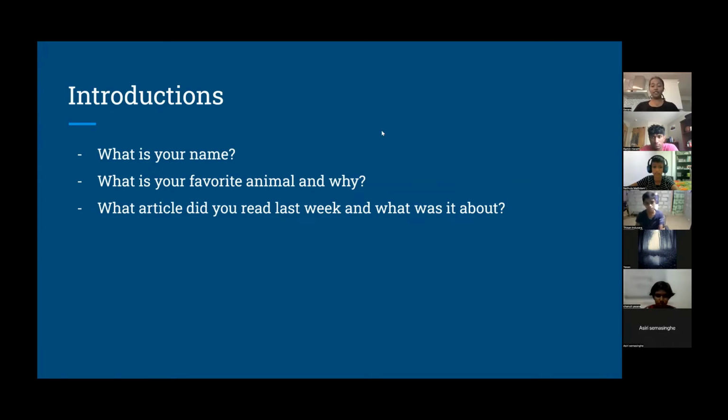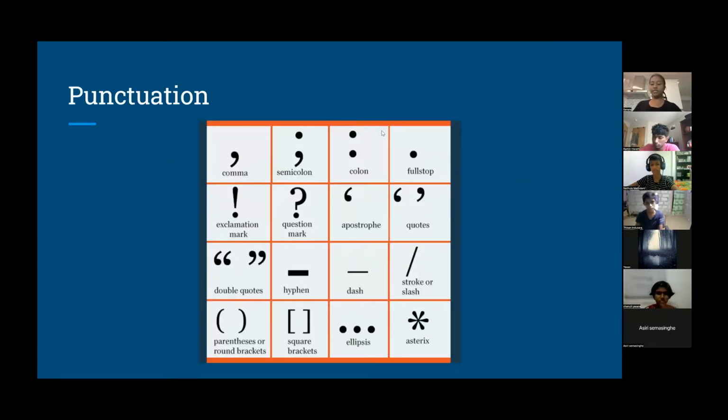Now we'll start on our lesson on punctuation. I'm going to split this up between 2 weeks, so we'll be able to get a better understanding of all of these. These are the punctuation symbols that we usually use in English writing. We have a comma, a semicolon, a colon, a full stop or period, an exclamation mark, a question mark, an apostrophe, and quotes. And we'll be going over the top 2 rows today.